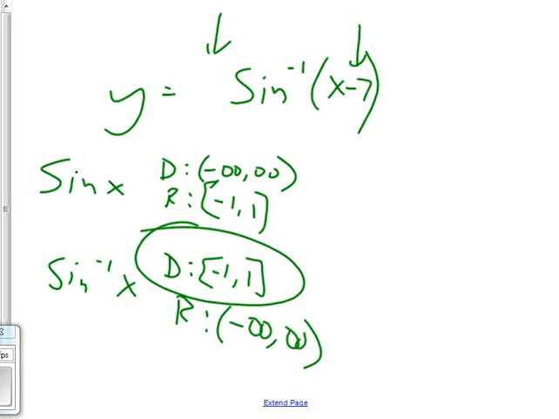Do you see how that's going to affect the domain? Because that's like a left-right thing. Now my domain, which used to be right here on the graph between there and there, I got to move it all over 7 spots that way. Both of these, from -1 to positive 1, I'm moving over 7 spots. Between 6 and 8. All right. That's the first major thing to learn.